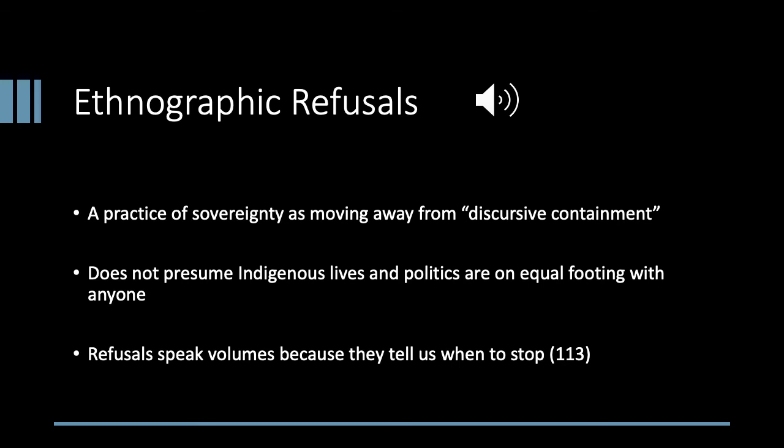Anyway, I love this concept of refusal as an interruption, as a practice of sovereignty that interrupts discursive containment. Ethnographic refusals do not presume indigenous lives and politics are on equal footing with anyone. Basically, what she's saying is when she represents Mohawk people, she's trying to do that in a way that acknowledges the real inequalities that they face. It does not presume indigenous lives and politics are on equal footing with anyone else.